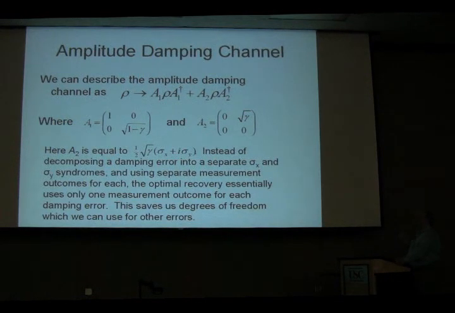And you can rewrite this: A2 is one half root gamma times sigma x plus i sigma y. And so where does our code do better for amplitude damping channels? Well, instead of decomposing a damping error into a sigma x syndrome and a sigma y syndrome, in which case you would need two dimensions of the POVM to correct a sigma x, and two dimensions of a measurement to correct a sigma y, so you've wasted four dimensions of measurements, you can essentially have one measurement outcome which recognizes this damping error. So this saves us one degree of freedom, which we can use for other errors.